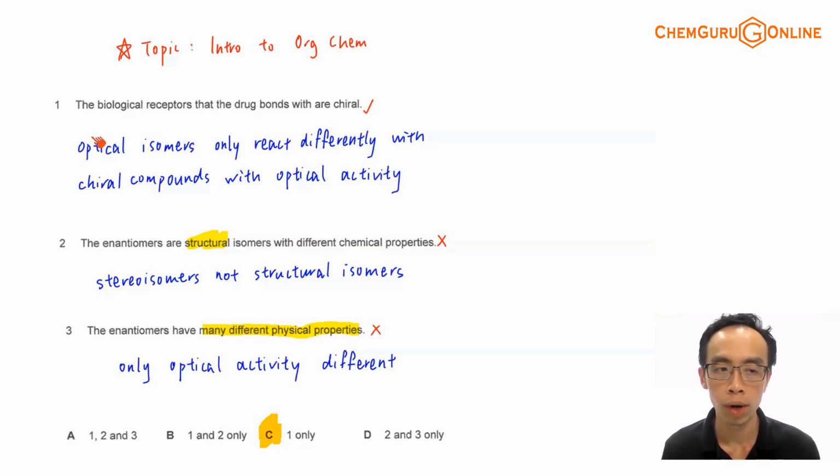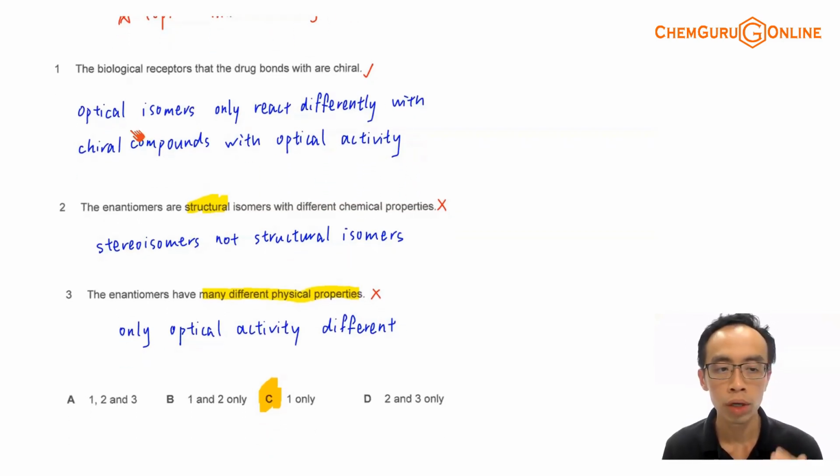So involving statement number 1, biological receptors that the drug bonds with are chiral, this is valid. Involving optical isomers, we can only bring out the differences in their reactivity when it is reacting with chiral compounds with optical activity. So statement number 1 is valid. Now number 2, enantiomers are structural isomers with different chemical properties. This is wrong. They have different chemical properties, but they're actually not structural isomers.